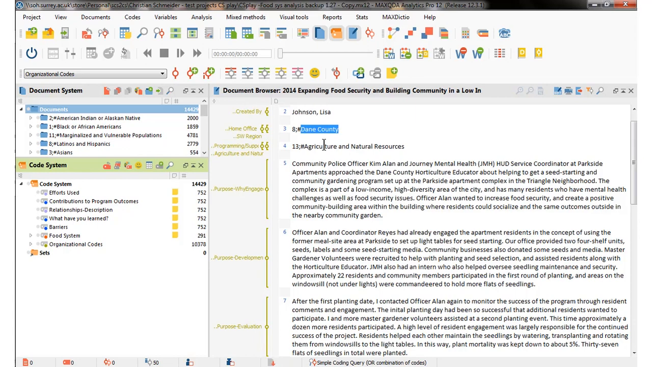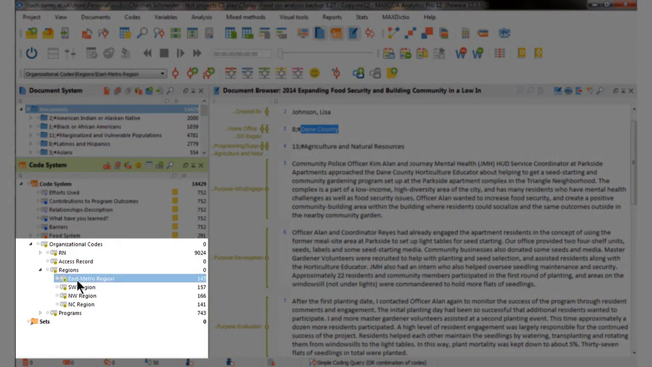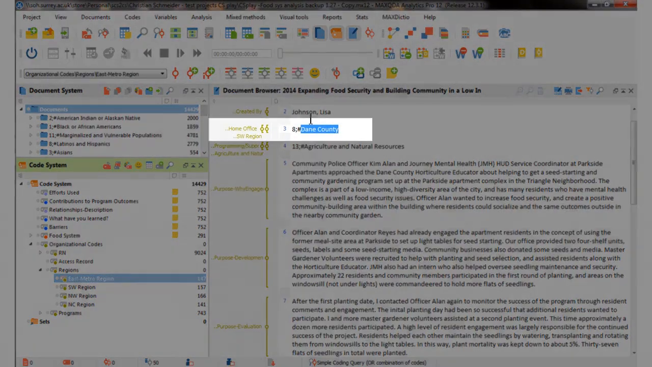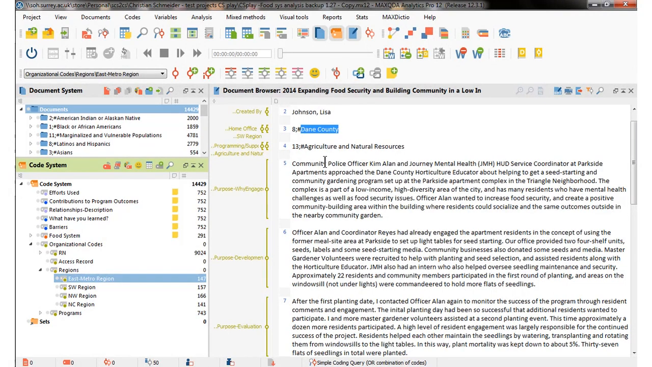Let's have a quick look. If we go and have a look under the organisational group of codes, we can see codes for each region. These are the 4 higher level regions within which the county information is relevant. So Dane County, for example, relates to one of the regions. These codes were generated by auto-coding the documents according to the county names.